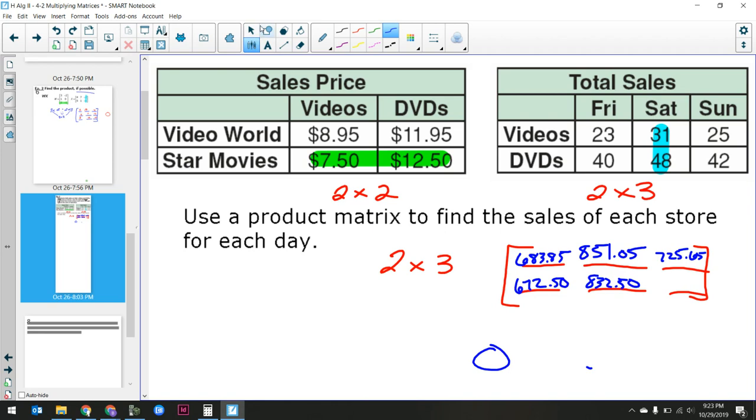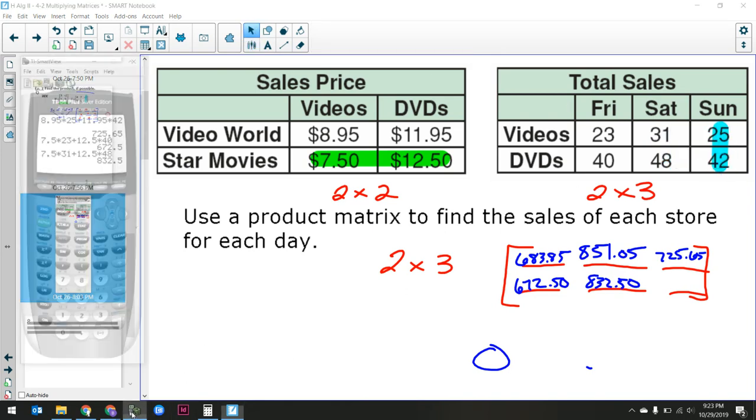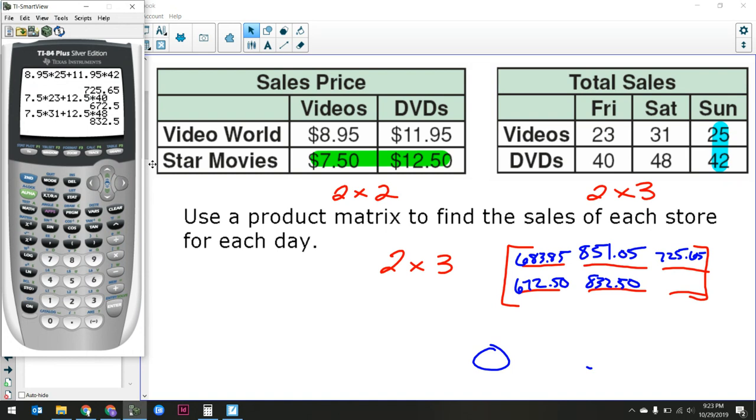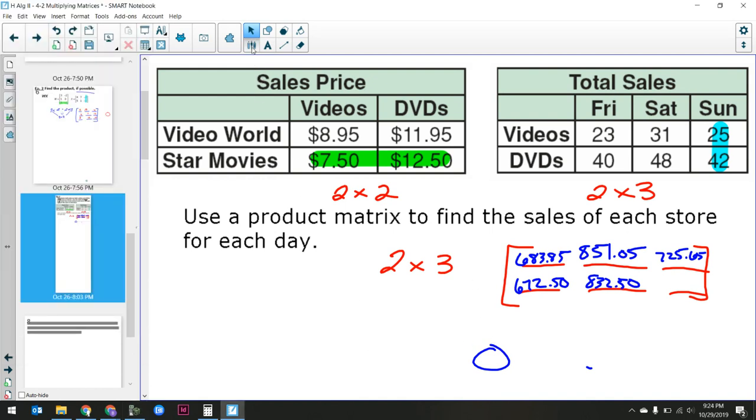And then lastly here, this guy or girl, right? That's what Clevenger's saying in his head. Or girl. All right, 7.5 times 25 plus 12.5 times 42. 712.50. Okay, so now this is my new matrix.